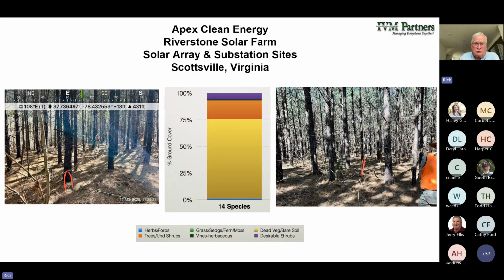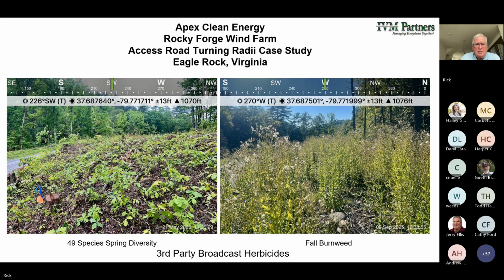In Virginia, we've documented baseline and a solar array site that's being built, and then also wind turbines in Virginia. And most of them are 14, 16 species in the forest. Here is the radii for the wind turbine in Virginia. 49 species germinated in the spring. We came back this fall to see what we had, and it was nothing but burnweed.